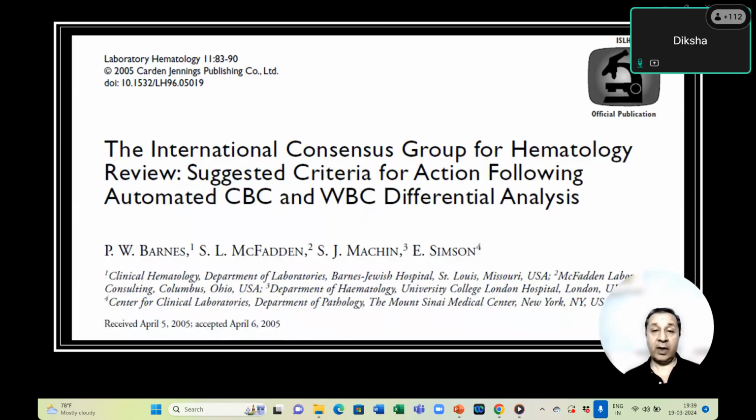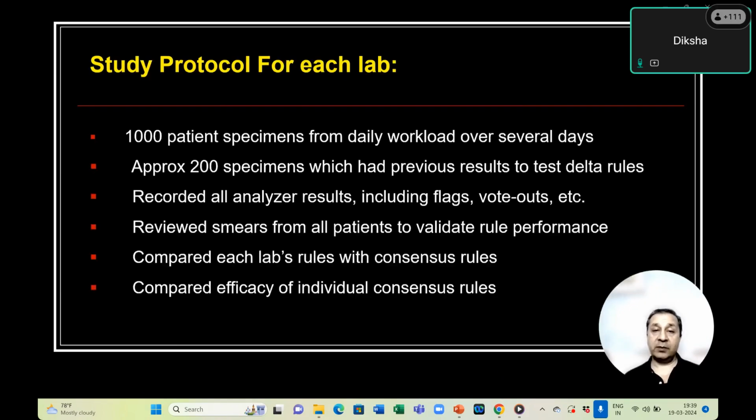And this eventually was cut down significantly, and finally this publication came about, which is the International Consensus Group for Hematology Review, which gave us the suggested criteria for automated CBC and WBC differentials. And interestingly, in this, finally, the number of rules was only 41. So what they followed was 1,000 patient specimens from daily workload over several days, and approximately 200 specimens which had results the previous day, for the delta results. All the results were analyzed for flags, voteouts, etc. And they compared each lab's rules to consensus rules and compared the efficacy of individual consensus rules.